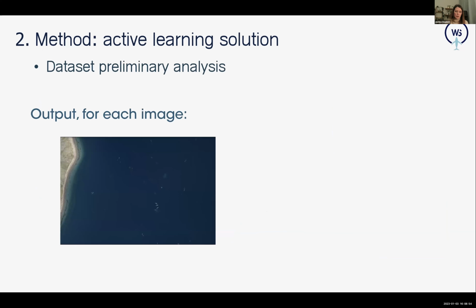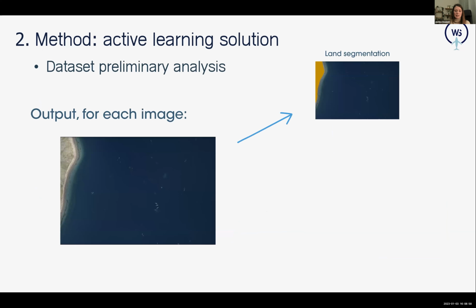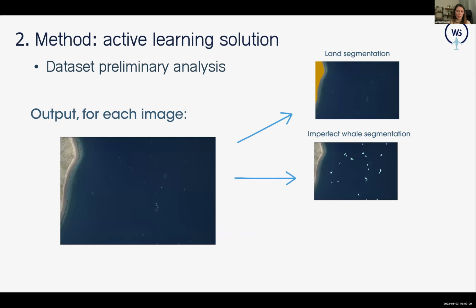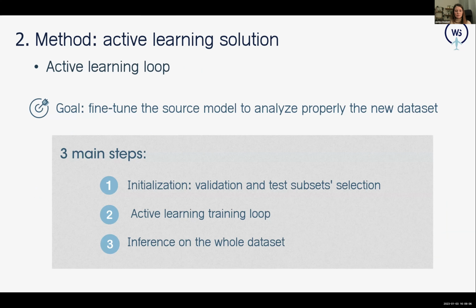So at the end of the preliminary analysis, we have for each image a land segmentation, an imperfect whale segmentation, and also a location in the UMAP representation. Let's move on to the second major block of our pipeline, the active learning loop. The goal of this step is to fine-tune the source model so that it can correctly analyze the target dataset.